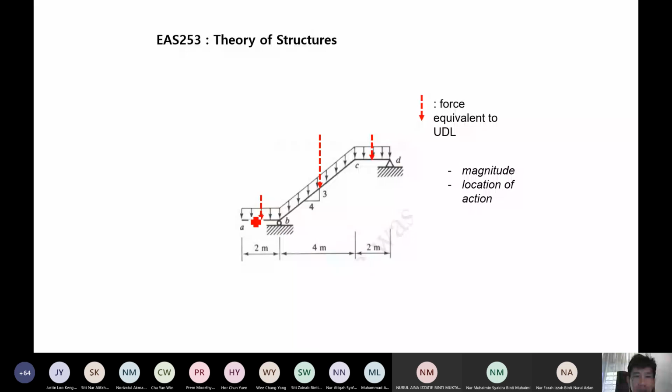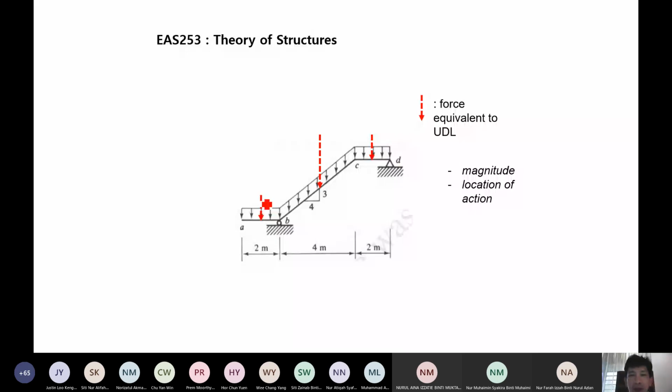Then the location of action, if it is UDL, is at the middle of the line where it is acting, and the same thing here. So those are the two important things that you need to take note of. Then, depending on whether you want to use it in moment equilibrium equations or force equilibrium equations, you need to use the force only, or find the moment at the point where you want to take the moment.